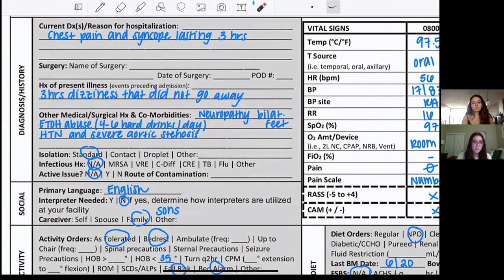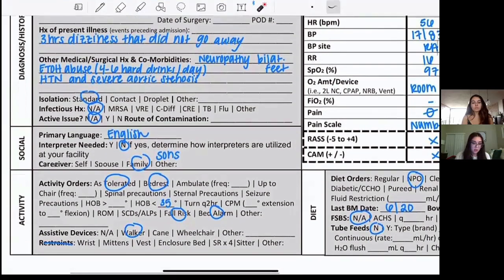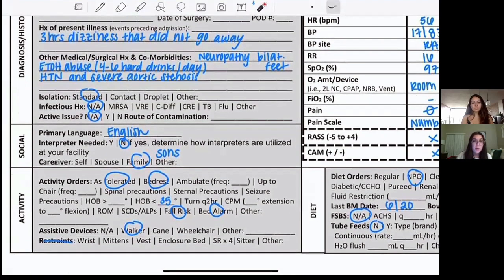I also have the isolation precautions. So he was on standard precautions. He didn't have any infectious history, and it was not an active issue. Here, the social history, his primary language was English, no need for interpreter, and then his caregivers were his 2 sons.